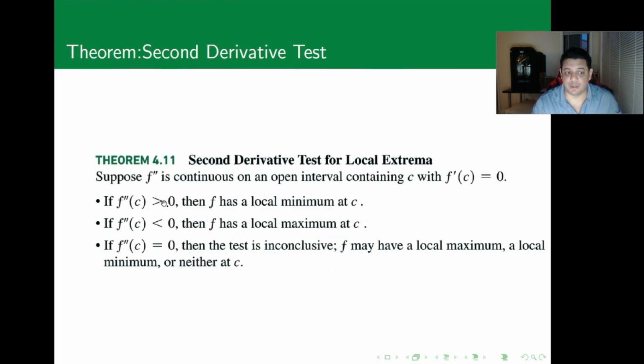So if f2 prime is positive, so concave up, we have a local minimum. If f2 prime is negative, concave down, then we have a local maximum. Remember, f prime of c is a critical point. Okay, we're talking about this critical point. Now, when f2 prime of c is equal to 0, this test is inconclusive. That means that the critical point might be an inflection point, and we might have a local maximum, a minimum, or neither. But we have to check by other means.